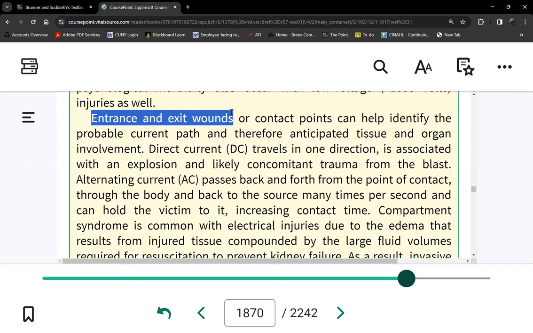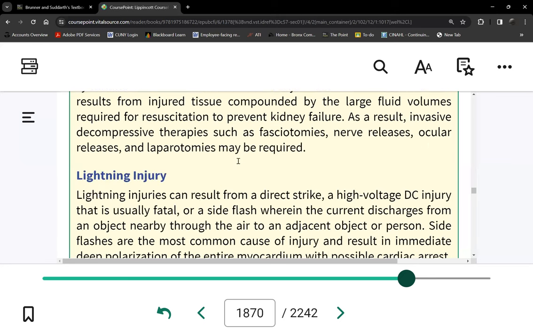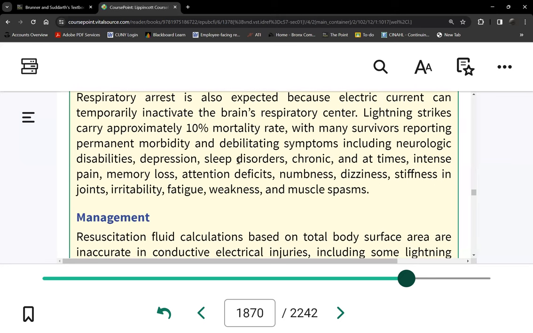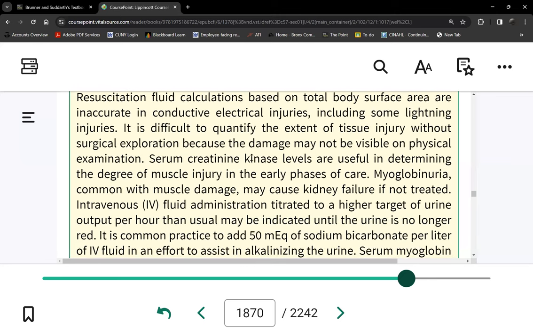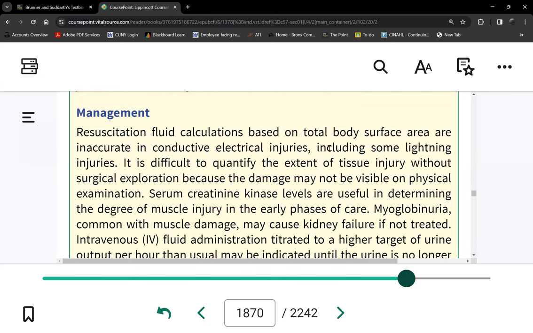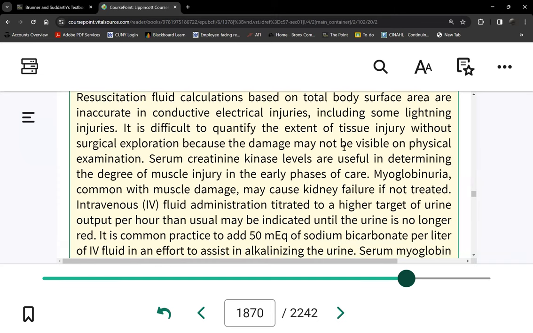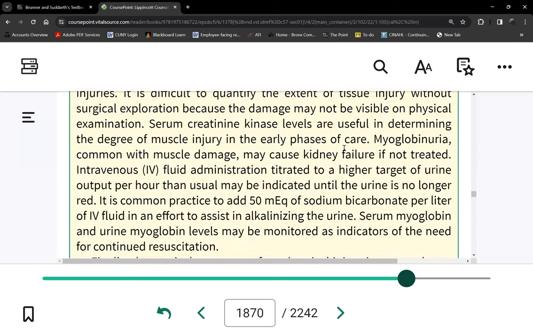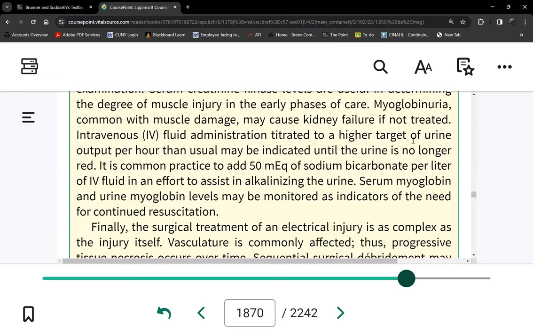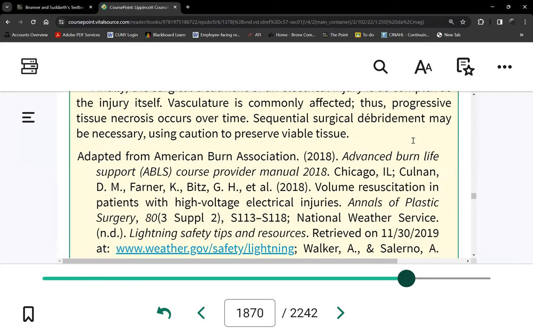So here's the description of entrance and exit wounds in an electrical injury. Lightning will be the same. Your priority for managing electrical burns, of course, after saving the patient, meaning separating the patient from the electrical source, however you manage that, you put first aid at the scene, but the priority is to take them to the nearest hospital.